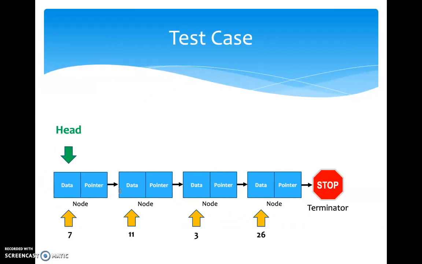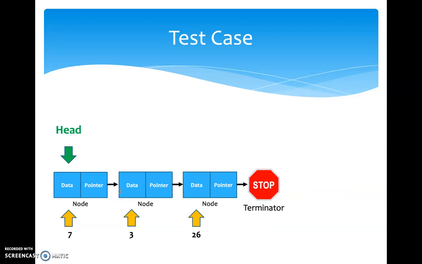In order to test the delete method, we ask the user to specify a value to be deleted. Assume that a user attempts to delete 11 from the list. After the node 11 is deleted, we should have 7, 3, 26.